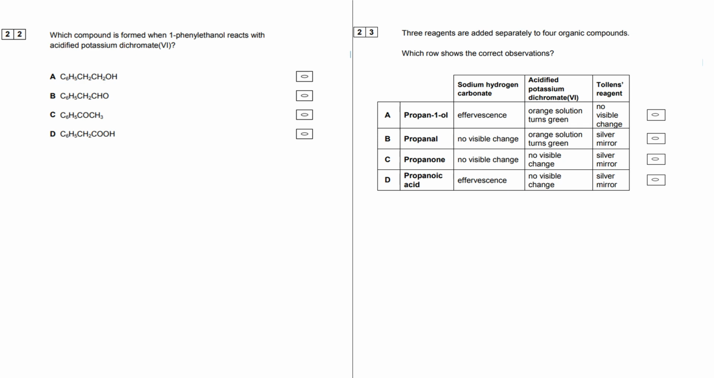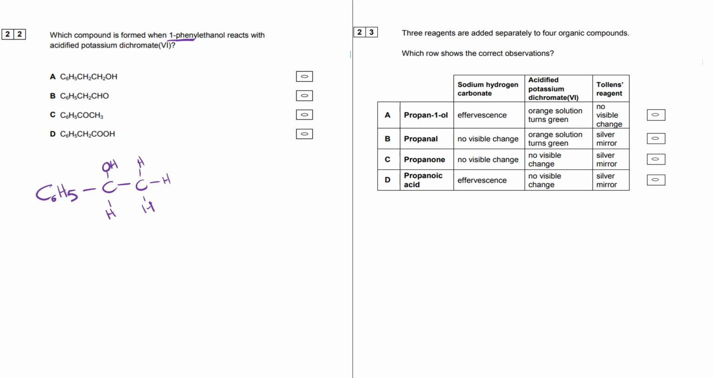Question number 22. Which compound is formed when 1-phenyl ethanol reacts with acidified potassium dichromate? So let's start by drawing out 1-phenyl ethanol. So if you have your OH group on carbon 1, OH takes priority, so it doesn't need a number. And the phenyl group is also on carbon 1. So you're going to have your C6H5 there.